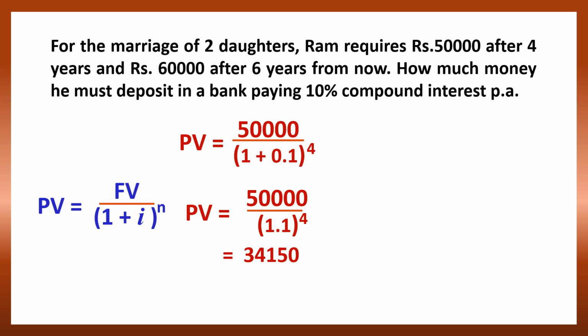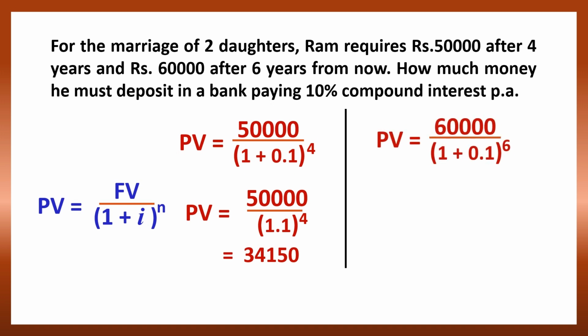Now, what should he invest now for getting 60,000 after 6 years? There is the second case for the second daughter's marriage. The same formula can be used, and that will be 60,000 divided by 1 plus 0.1 raised to 6. That is 60,000 divided by 1.1 raised to 6. Hence, the present value is 33,870. So, he has to invest only 33,870 now to get 60,000 after 6 years.